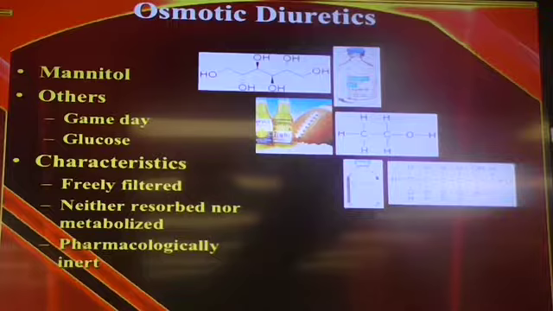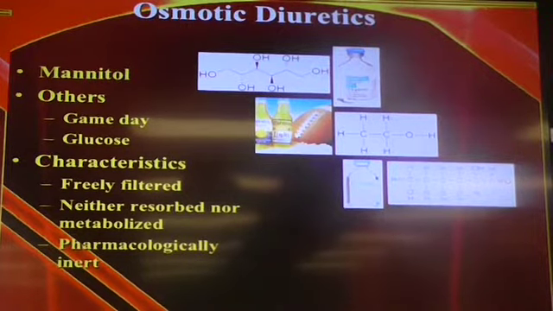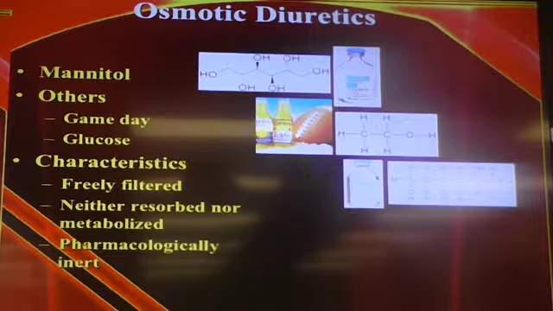So, if we're thinking about an osmotic diuretic, something that we want to increase urine production, then this has to be something that is freely filtered by the glomerulus. We want it to be something that's neither resorbed nor metabolized, and we want it to be something that is pharmacologically inert. We don't want it to be metabolized, we don't want it to cause other effects. Now that's if we're going to use it as a diuretic, but these characteristics are also true if we're going to use it to decrease intracellular edema. We want it to be freely filtered, we don't want it to be metabolized, we want that molecule at the cell, we want it to be pharmacologically inert, we want it to just sit there and draw water out. So let's talk about how that happens.